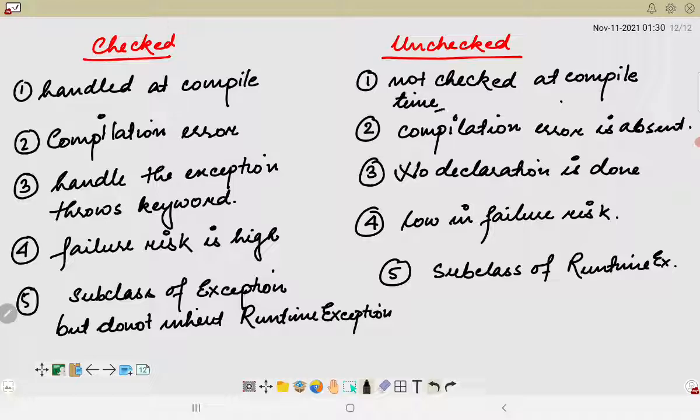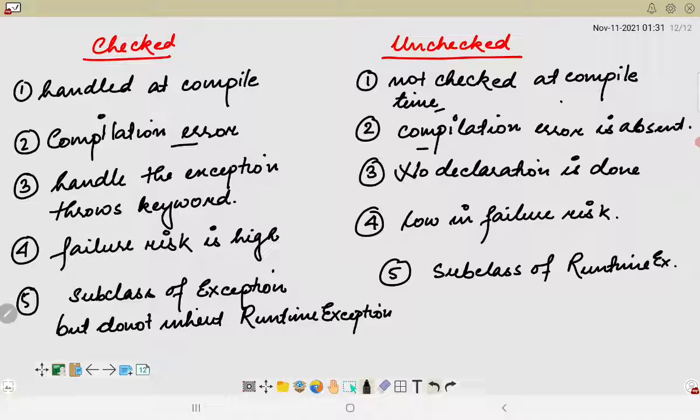However, an unchecked exception is not checked at compile time. It actually compiles the program without any problem, but it throws an exception during runtime. Now, in checked exception, we get an error right at the compilation stage saying that there is an unreported exception. However, in unchecked exception, this compilation error is absent. We do not have any error in the compilation stage. Directly the exception is thrown, or we get an error at runtime.